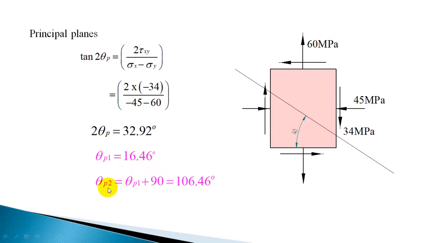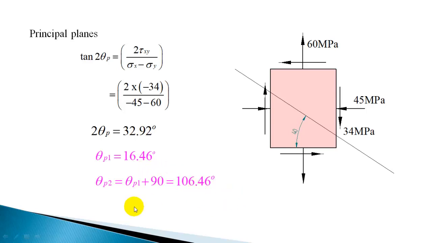Now after getting theta p1, you can find out the second principal plane. So this is one of the principal plane, 16.46 degree from the vertical in the anti-clockwise direction. So after getting this, you can find out the second principal plane by adding 90 degree to that, that is 106.46 degree. So these are the principal plane which are mutually perpendicular.